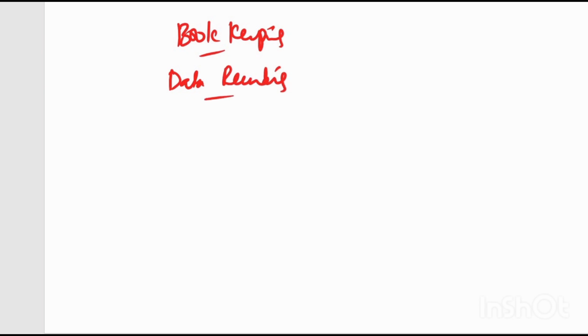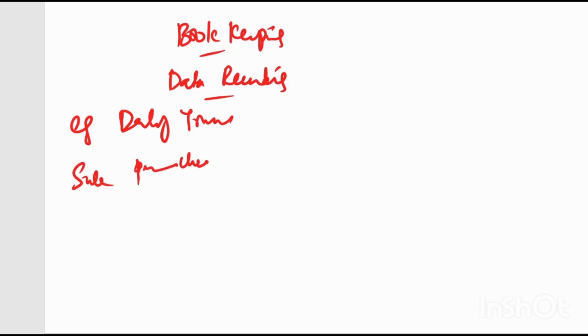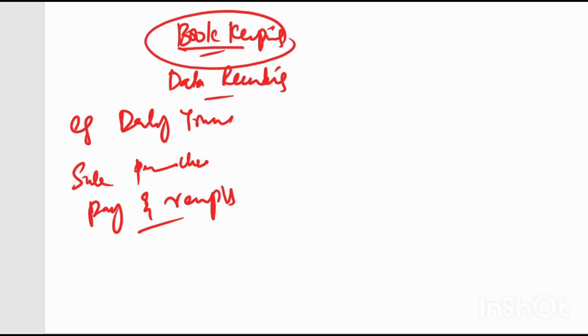Recording means the process of systematic recording of the financial transactions of a business, which may be your daily transactions. By daily transactions we mean your sale transactions, your purchase transactions, your payments, and receipts. These are the daily transactions, and you have to record them. If you are doing this, then you are doing bookkeeping. So bookkeeping forms the foundation of accounting. It is the fundamental step in accounting.